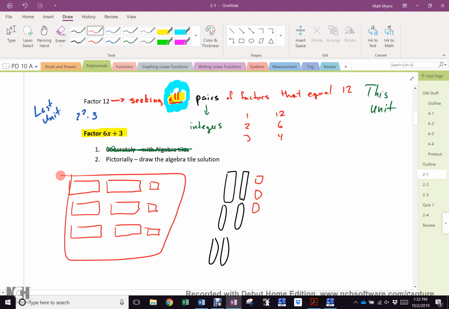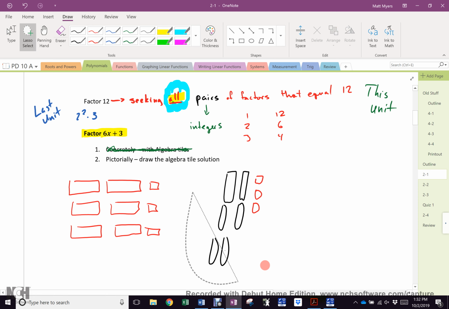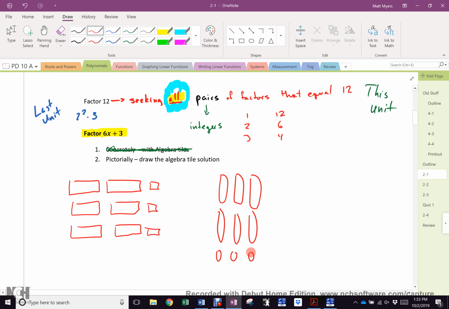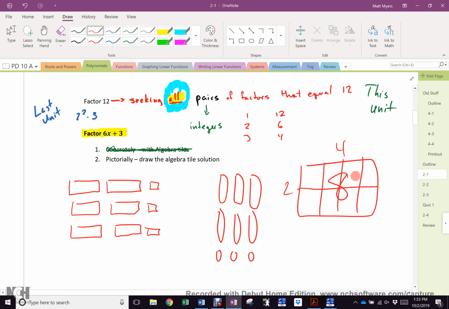Let's go back. I did it wrong. Now, stop for a second. Some kid always says, I did it wrong, Mr. Myers. I drew it this way. And is that wrong? No. Of course not, because once again, 1, 2, 1, 2, 3, 4. 4, how much is in the middle? 8.